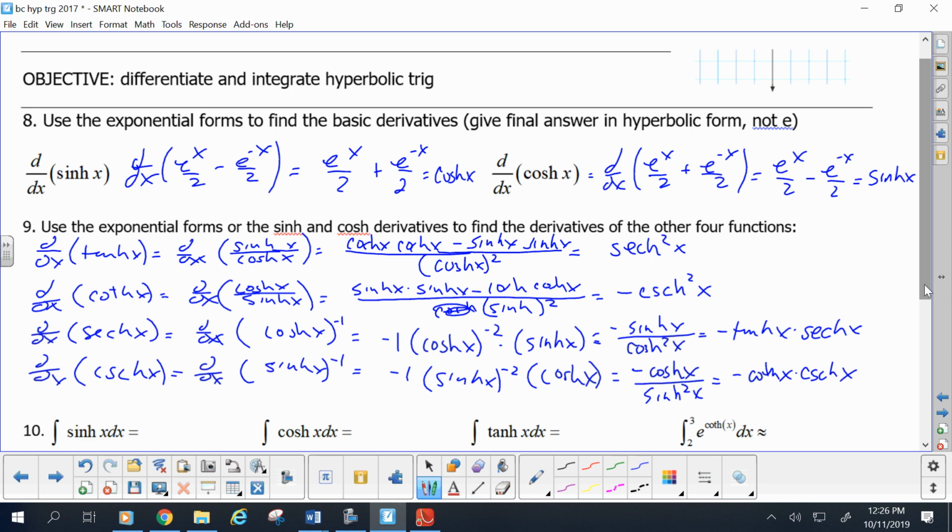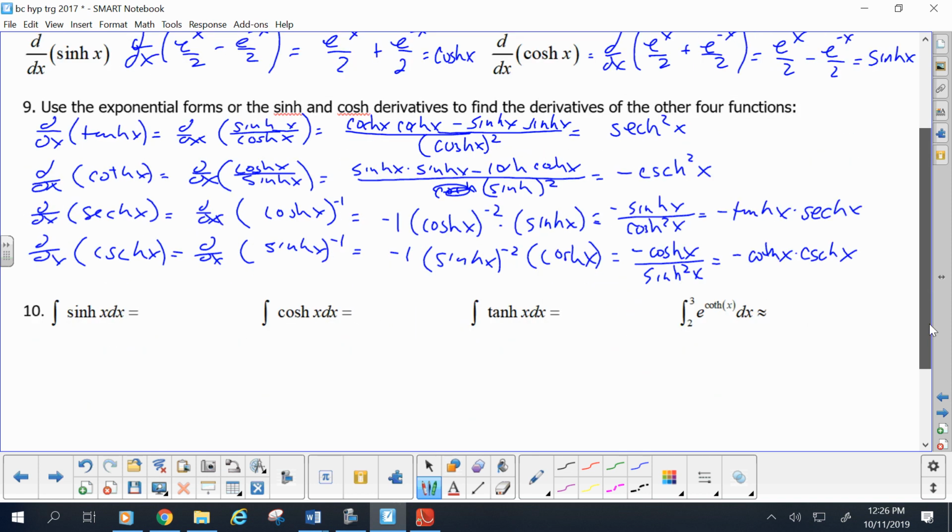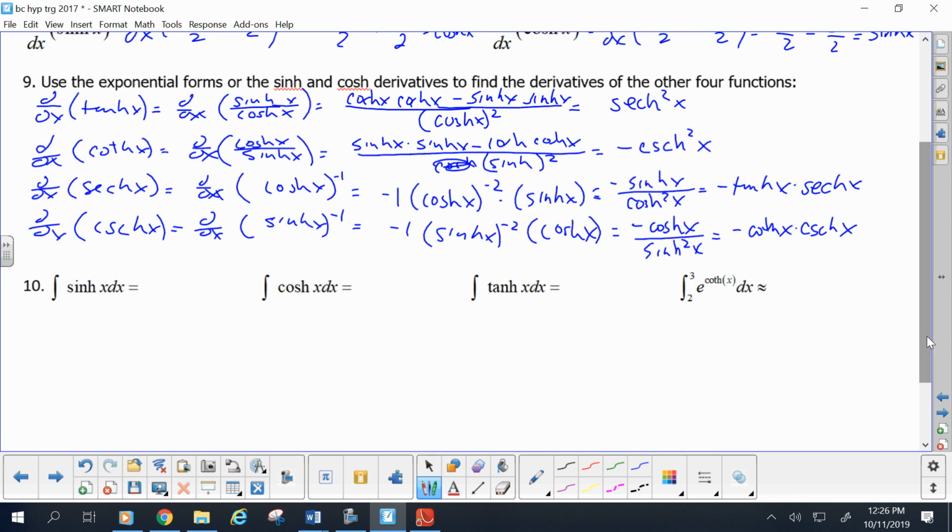Okay, so obviously if they have derivatives, they have antiderivatives. What's the antiderivative of hyperbolic sine? Hyperbolic cosine. What's the antiderivative of cosh? Sinh. How do you reckon we do hyperbolic tangent?